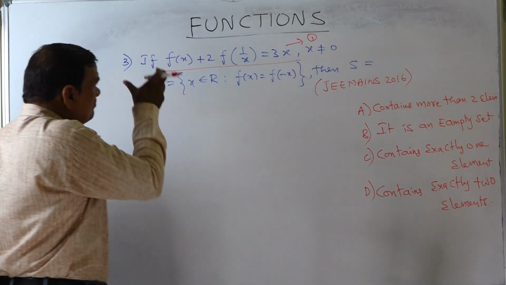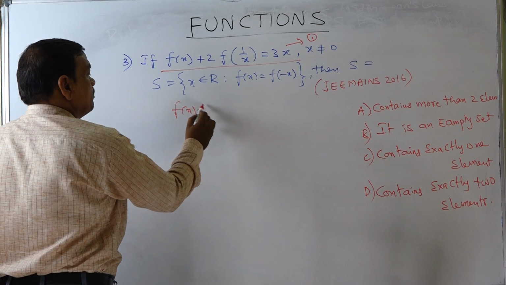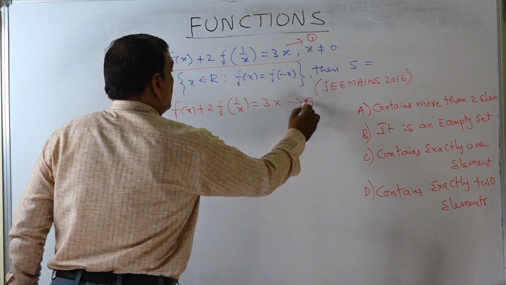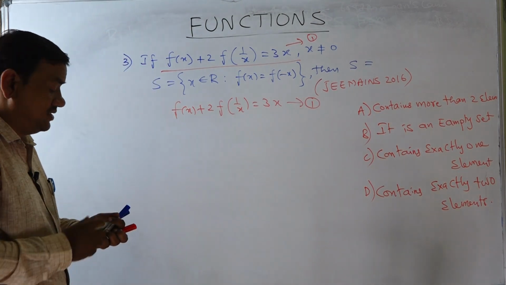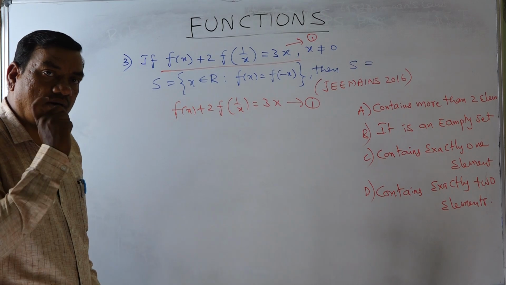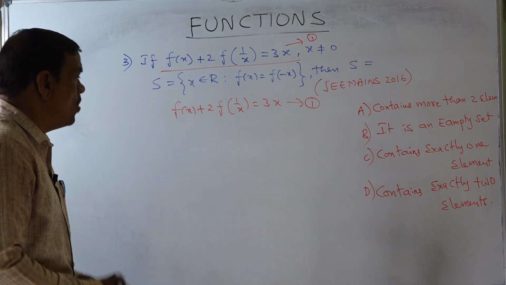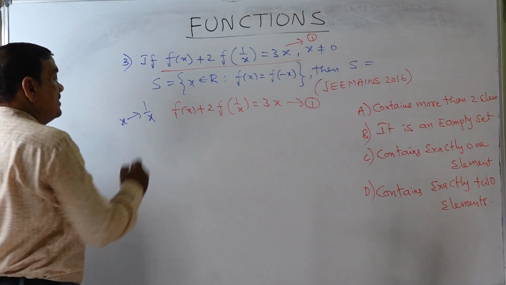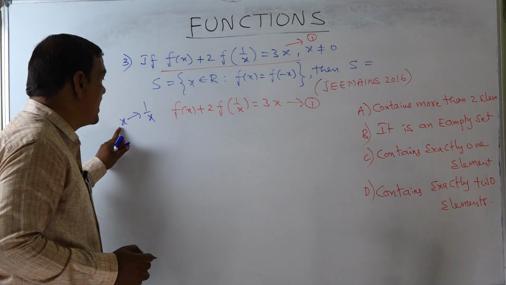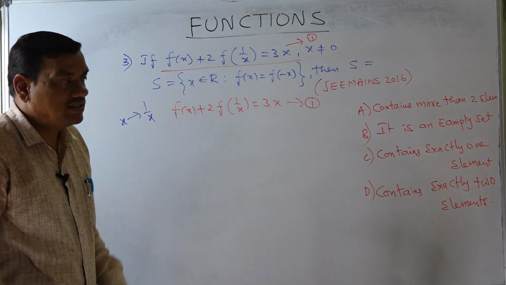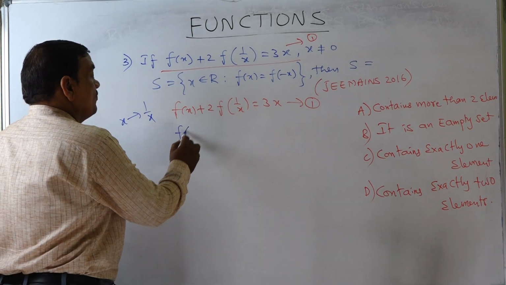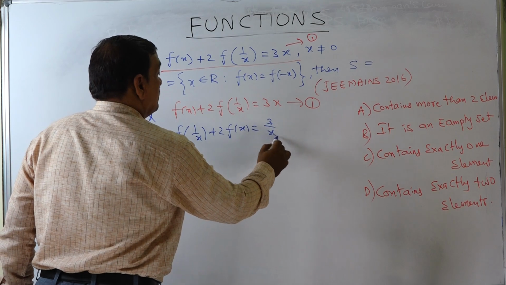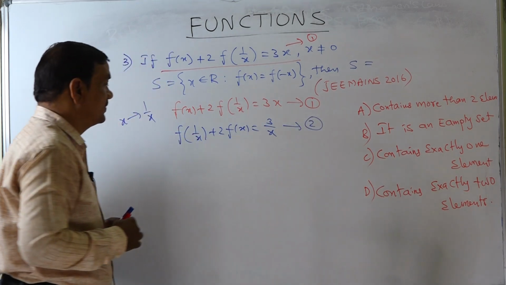If it is given, from this, what is that? f of x plus 2 times f of 1 upon x is equal to 3x. Call it the first equation. From this, we want f of x. How to get f of x? Remember, this type of problem can be done in one format, that is, wherever x is there, replace it with 1 by x. See what happens. So this is f of 1 by x plus 2 times f of x is equal to 3 by x. Call it the second equation.